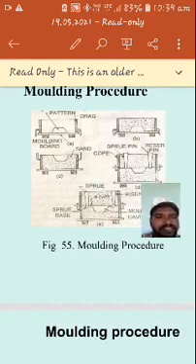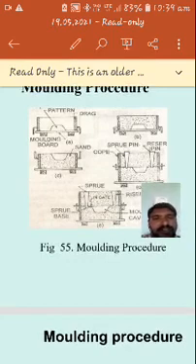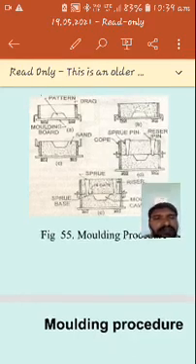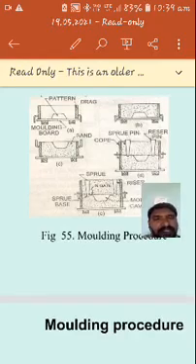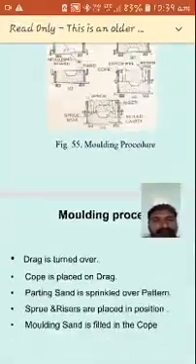In figure B, after placing the pattern, you use the parting dust. The parting sand is sprinkled on the pattern. Then afterwards you use both facing sand and backing sand to fill the box completely. Any excess sand can be cut off using a strike off bar.